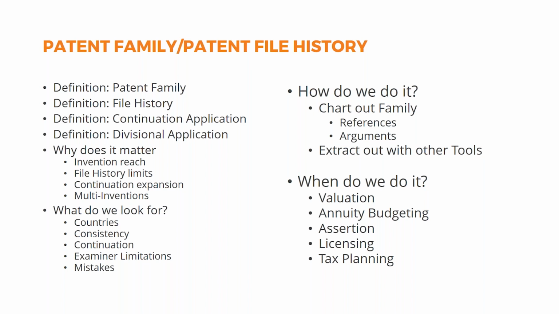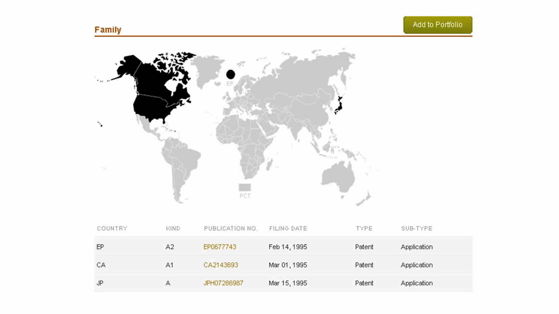How do we do it? We chart out the family, and we do it in many ways the same process there. As mentioned earlier, when do we do it? We do it in valuation studies, we do it for annuity budgeting, we do it for assertion, we do it for licensing, we do it for tax planning. This is a very interesting area and topic that I expect to fill out a lot of time on going forward. How we look at this, just a simple view of family membership, of a U.S. member that has a family membership in Canada, the EP, and Japan, and we look at the types of applications and the global reach of that is just in the tool we use here.